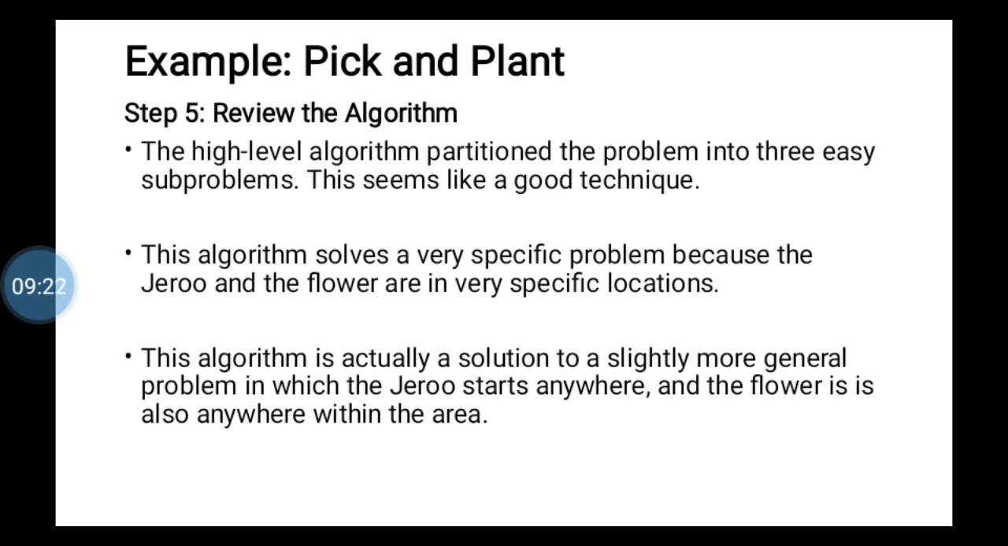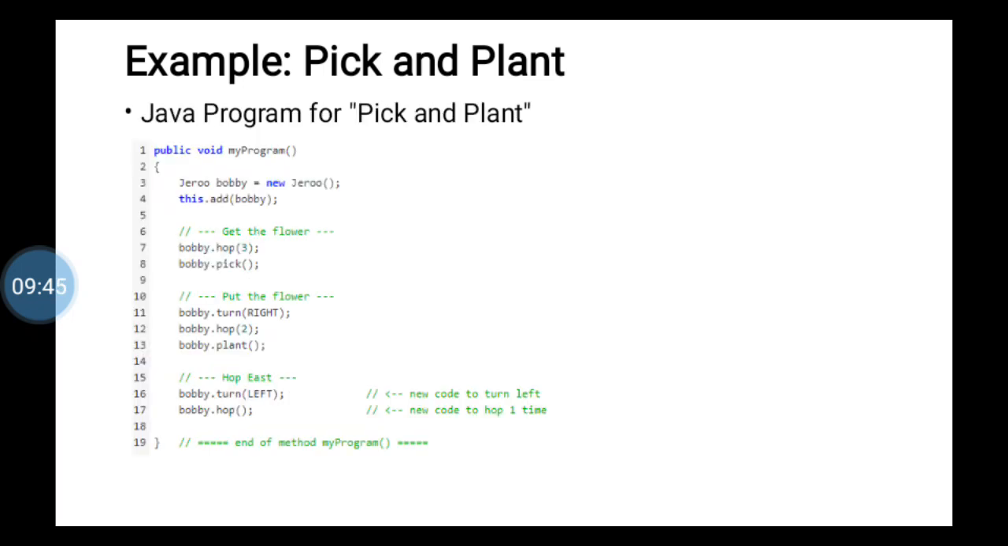This seems like a good technique. This algorithm solves a very specific problem because the Jeru and the flower are in very specific locations. The algorithm is actually a solution to a slightly more general problem in which the Jeru starts anywhere and the flower is also anywhere within the area. Don't forget again, I can also have nets, other Jerus on this Jeru island.